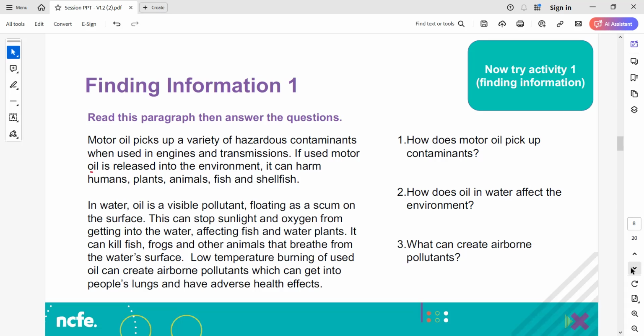So remember here we are reading for detail. On our first read of the text, before we start answering the questions, we're reading for detail.